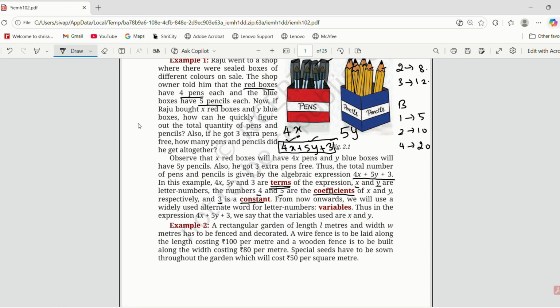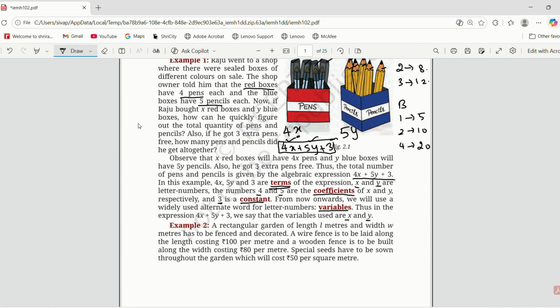From now onwards, we will use a widely used alternate word for letters, called variable. So we are going to call the x and y letters variables here. As I mentioned earlier, the one which is getting varied is called a variable. Thus, in this expression 4x plus 5y plus 3, we can say that the variables are x and y because they are getting varied. I can buy 2 boxes, I can buy 10 boxes, I can buy 50 boxes of pencil or pen. So this is getting varied, but 4 and 5 are fixed. So we are calling these x and y letters variables here.